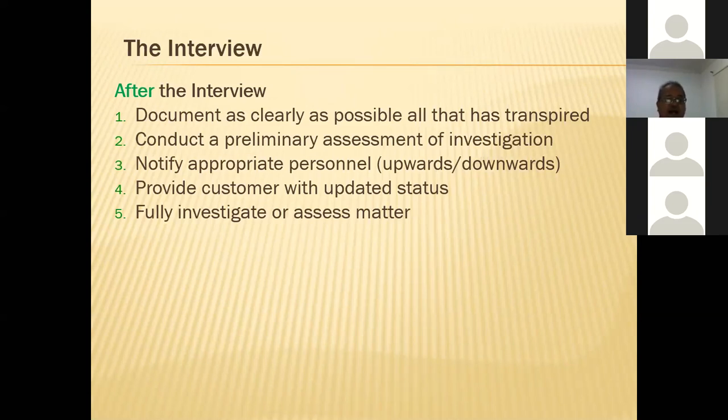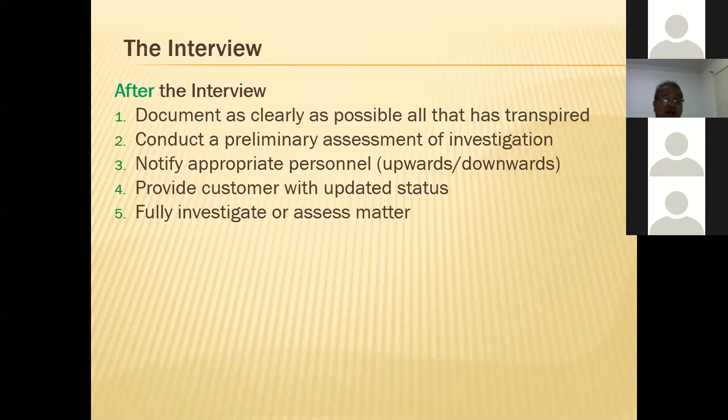Okay. You want to conduct a preliminary assessment of the investigation. So based on the information you have, the unconfirmed information and some of the confirmed information, is this something that can be done? Does this loan look like it can go or not? And again, that depends on whether you call them back and say, hey, XYZ is the case. Okay.